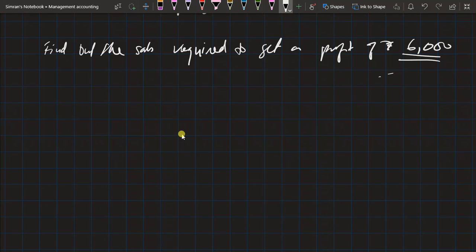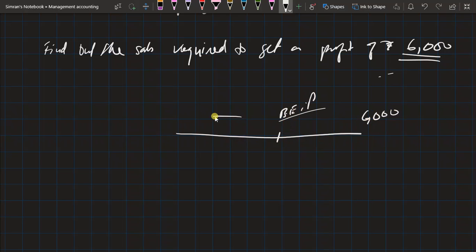Break even point, so this is the BEP and this is our target. From the break even point, the profit starts, meaning at the break even point, from there it is the positive point, and from here it's the negative point. Okay, so for the calculation we will not take the negative, we will take the BEP. So we add to the BEP and divide by PV ratio, to find out the sales.